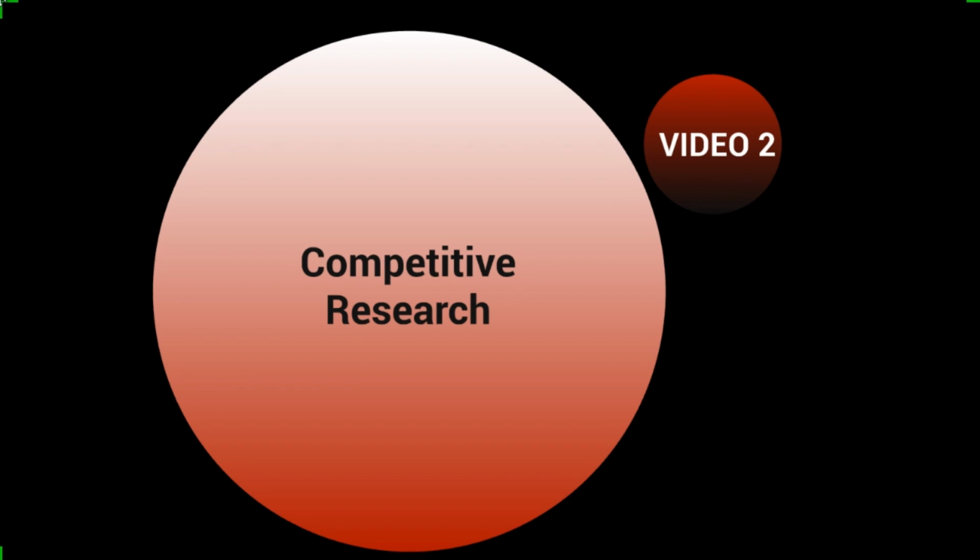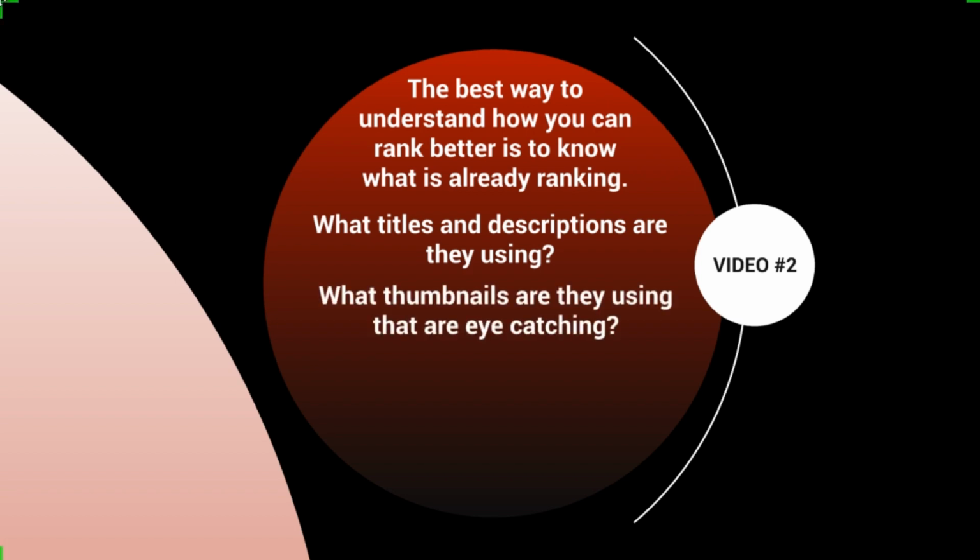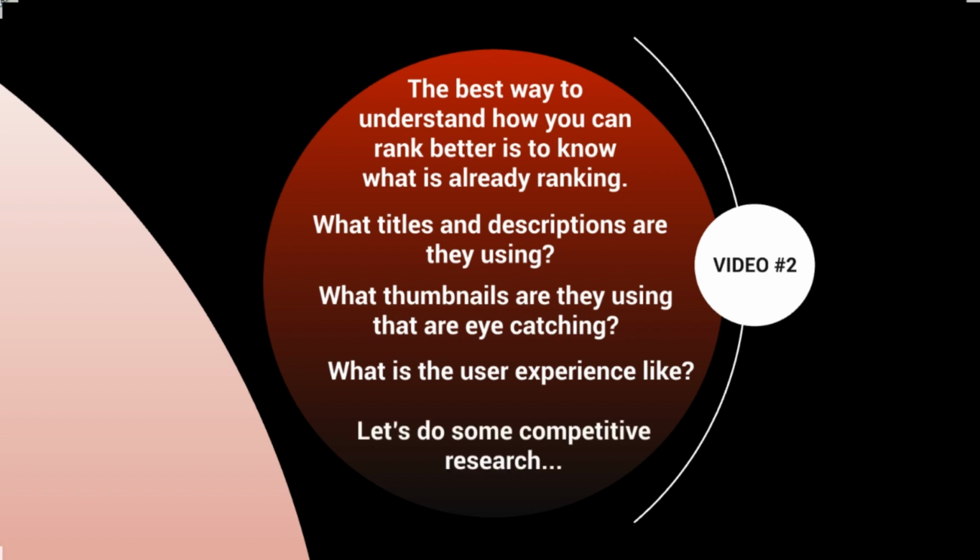So let's talk about competitive research. You see, the best way to understand how you can rank better is to know what is already ranking in your niche or your market. So what we want to do here is analyze the videos that are on the top. I want you to specifically look at what titles, what descriptions they are using, and what thumbnails they are using that are eye-catching. And what is the user experience like when you click through those videos? So let's go ahead and do some competitive research.